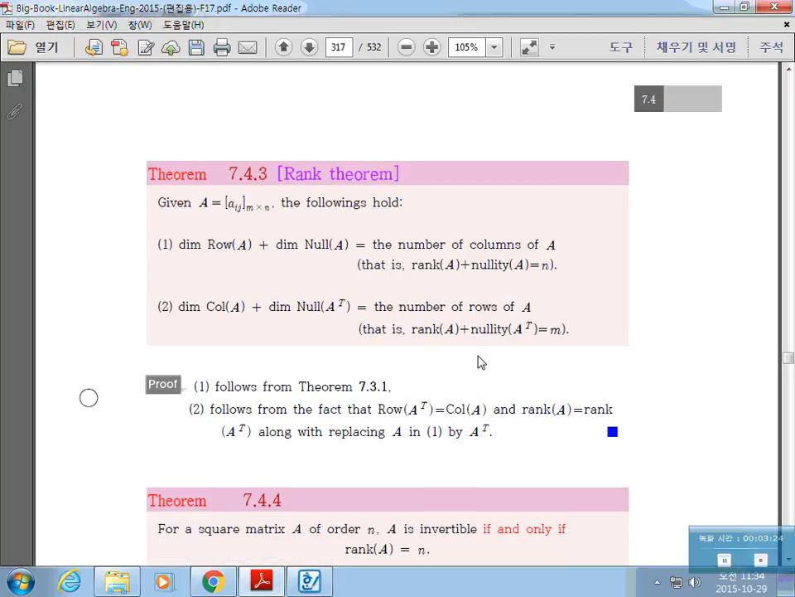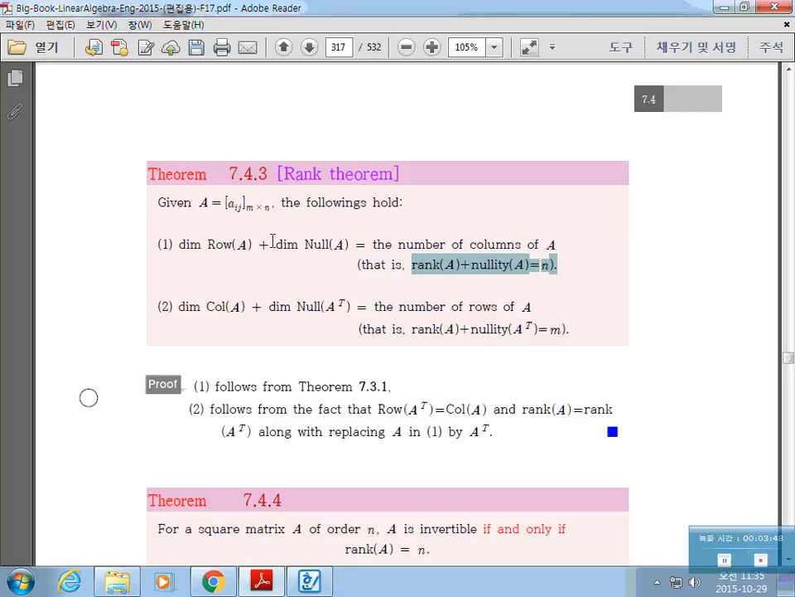Next, rank theorem 3. For an m by n matrix A, the following holds. The dimension of the row space of A plus the dimension of the null space of A is the same as the number of columns of A. That means rank of A plus nullity of A is equal to n for this matrix.